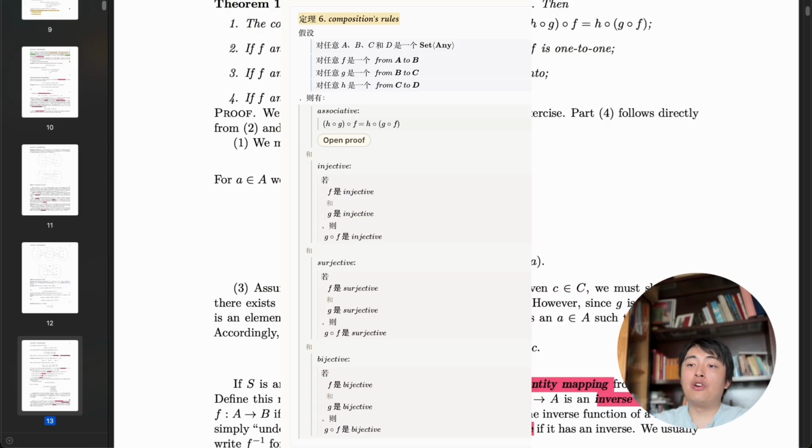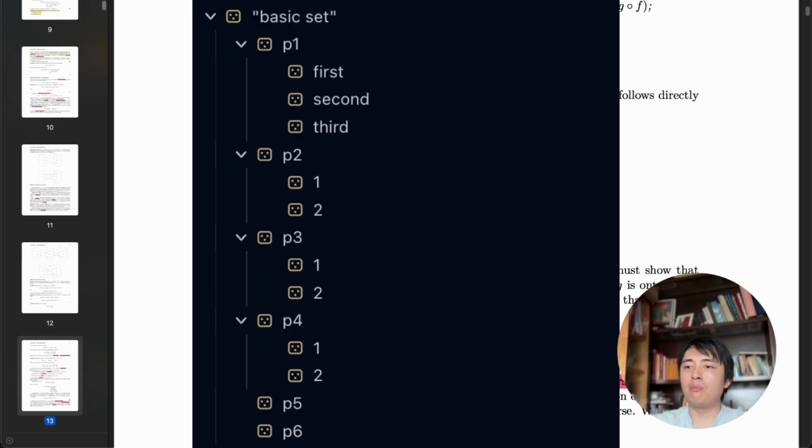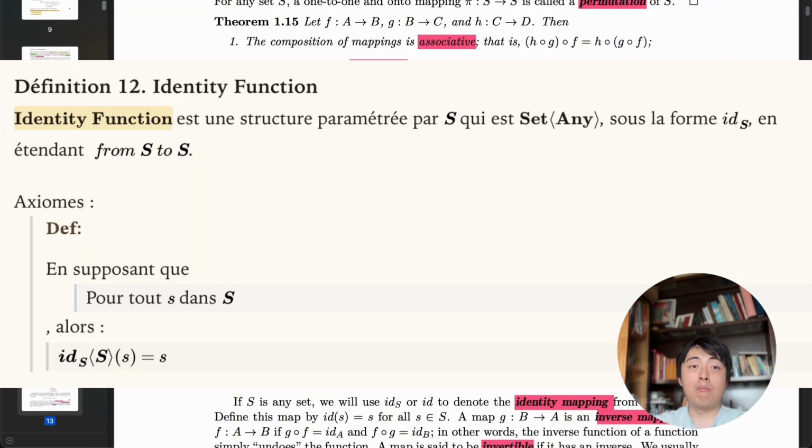So this is the same pattern that we saw in the basic set theorems in video 1.1, where we group theorems in one theorem block. Okay, so next we have the identity function, which is rendered as id with a subscript s, which is the domain of the function. An identity function basically maps something from the domain to the range, and the domain and range are the same in this case.